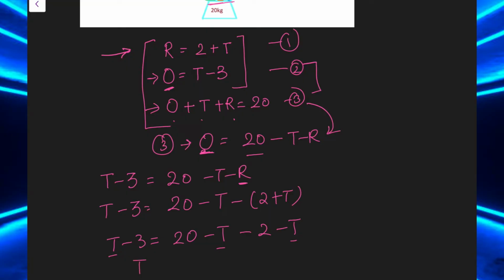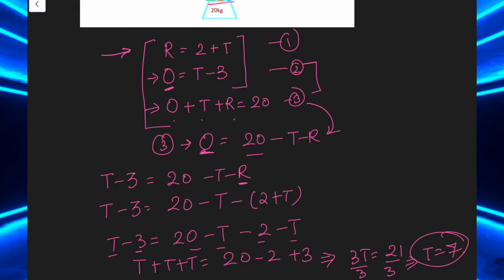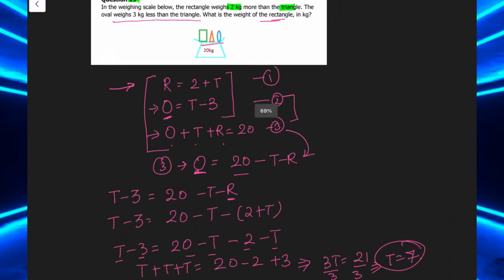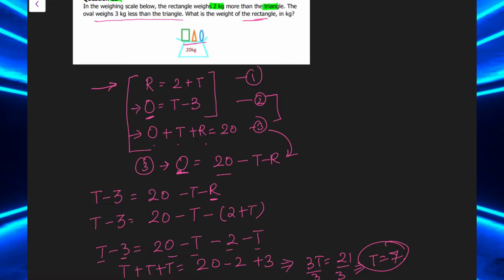So T, and if we transport this here, T plus T plus T, the 3 Ts are on one side and we have to move this 3 to the other side. 20 take away 2 plus 3, which means 3T equals 21. Dividing both sides by 3, T equals 7. So the triangle weighs 7 kilograms.